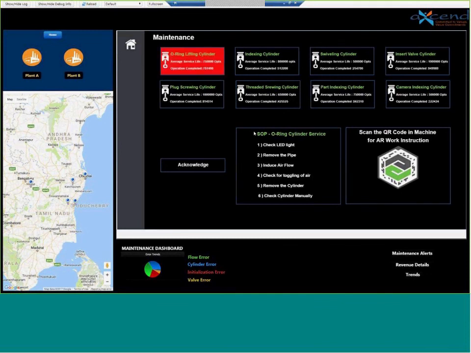Even in a case where the operator is not trained or is not familiar with that particular problem, what we show here is a tag. This tag will be available to the operator. The operator can use his mobile device to scan this particular tag, and he will have a 3D instruction of how to fix that problem. I'm going to just run a recording of that video at this point of time.